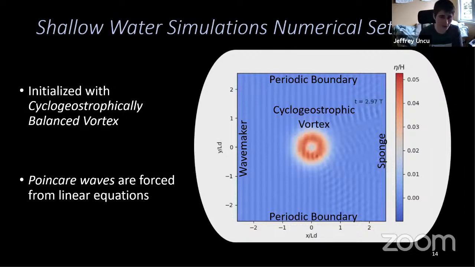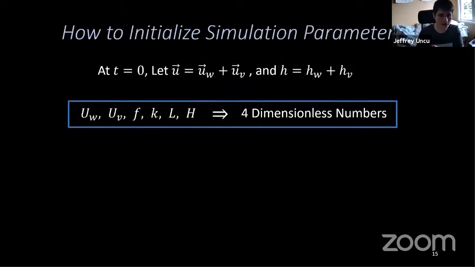One of the nice things about using such a simplified model is that we only need so many parameters to initialize it. At t equals 0, we have the wave and the vortex flow well separated. It means that we actually only need 6 parameters to initialize our simulations.